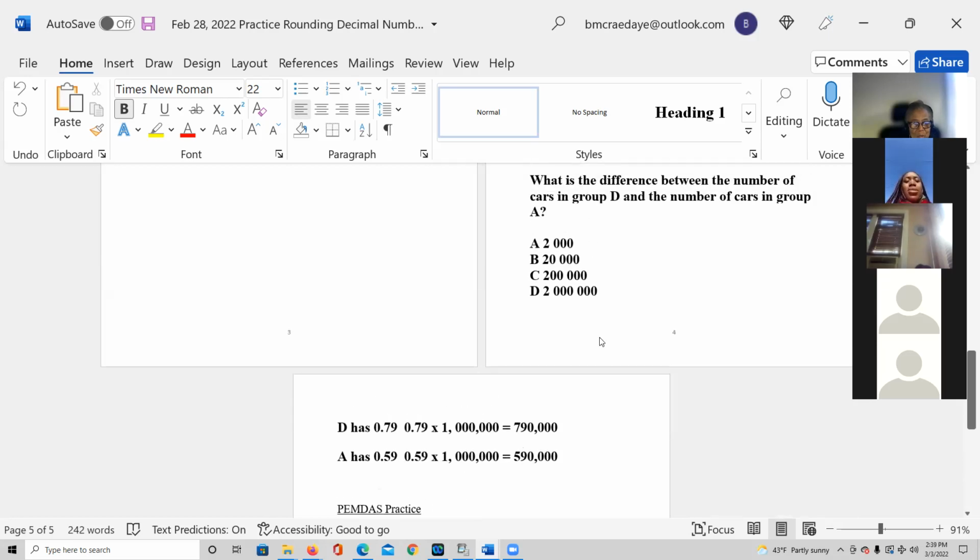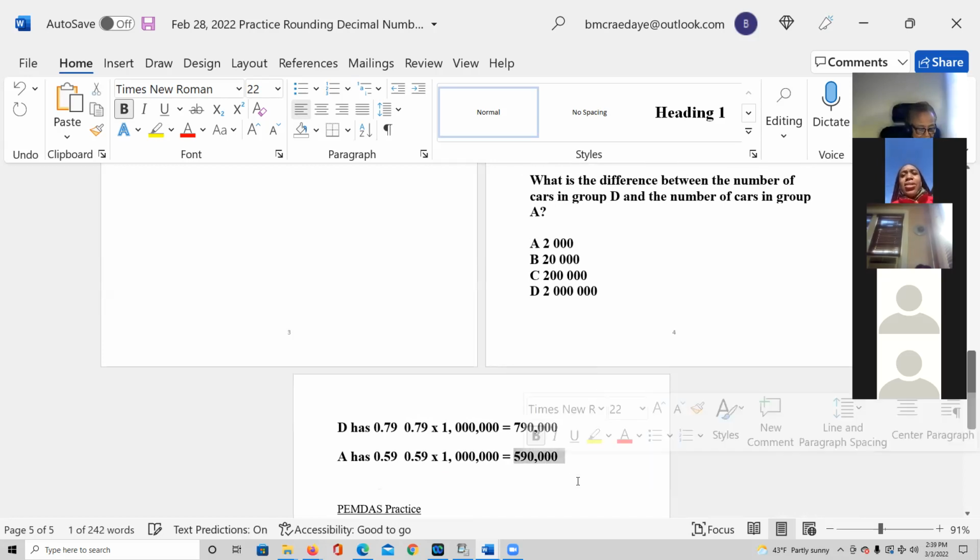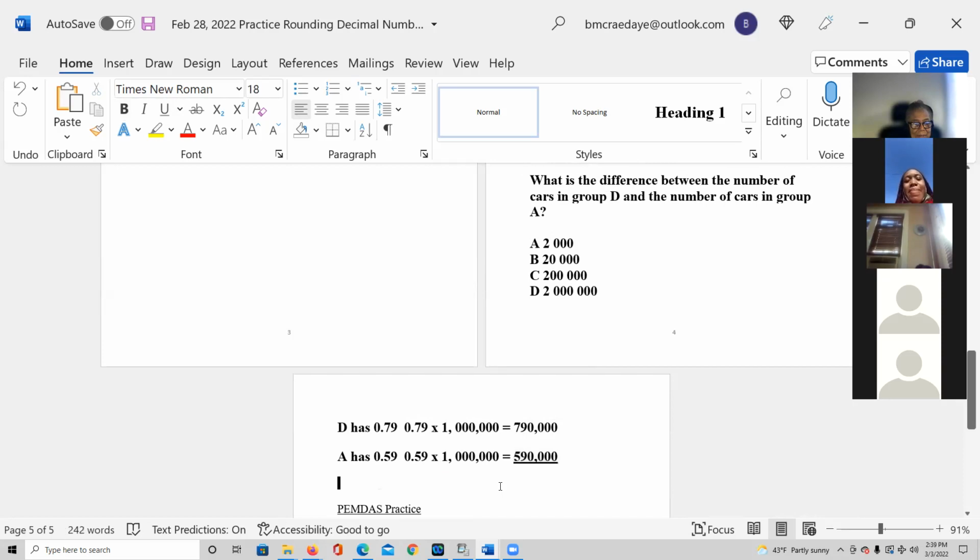Now the question asks you, what is the difference? That's the subtraction. Let me draw a line here and subtract. What's 790,000 minus 590,000 gives you what? This is a subtraction. What's 790 minus 590?